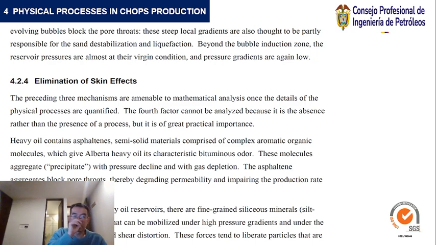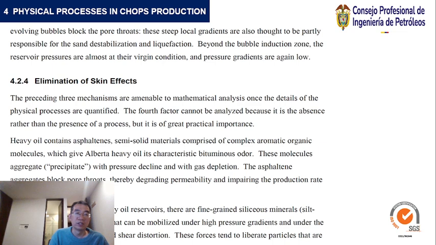Elimination of skin effects. The preceding three mechanisms are amenable to mechanical analysis. Once the details of the physical process are quantified, the fourth factor cannot be analyzed, because it is the absence rather than the presence of a process, but it is of great particular importance.